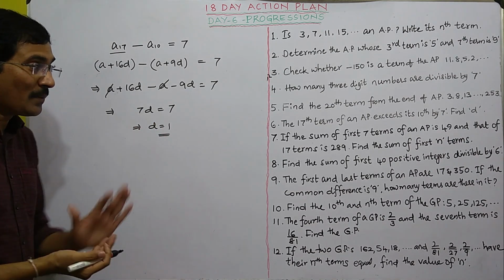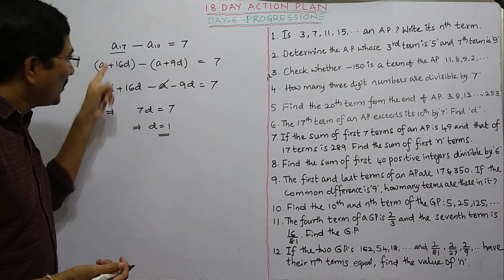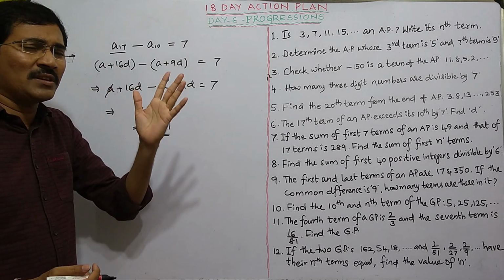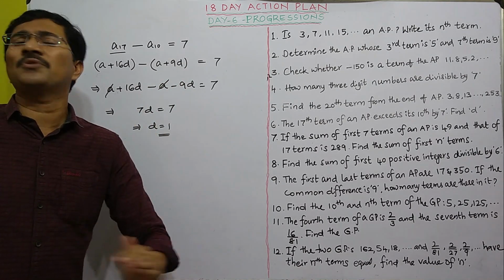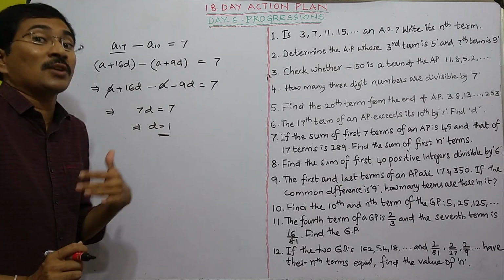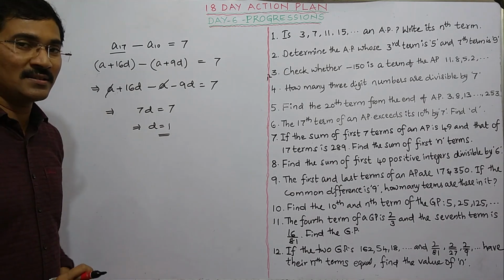Very simple. Though the problem appears complicated, it's very simple, you see. This is very important and you should be thorough with it. If you are asked to find out the 10th term, you should say a plus 9d. That is what gives you the speed actually, and moreover the confidence. That is very, very important. That's it.